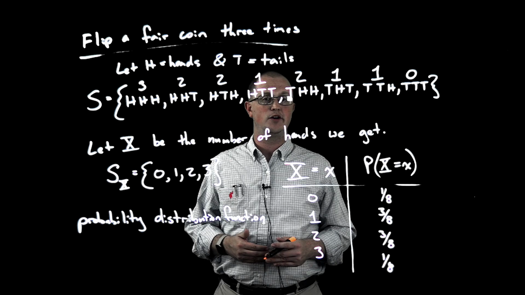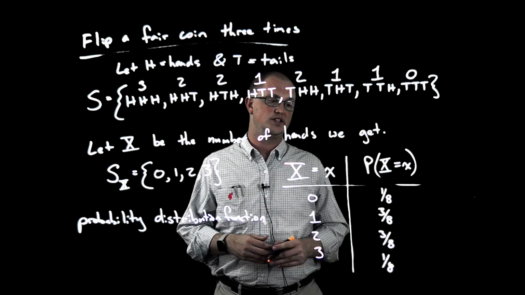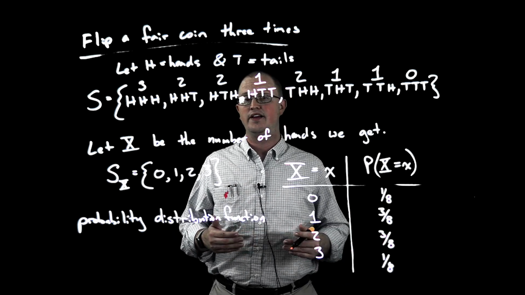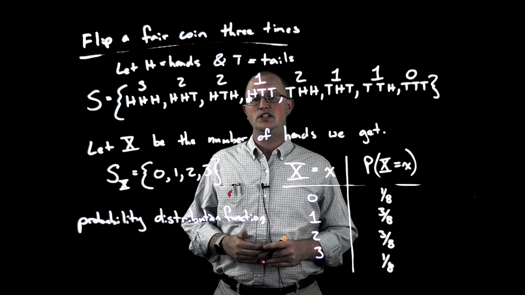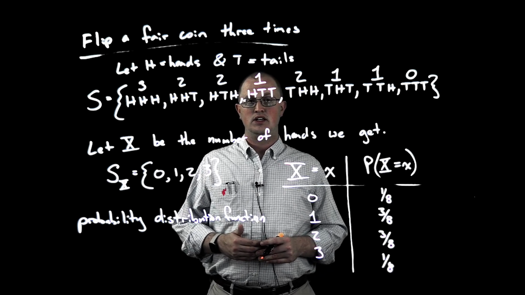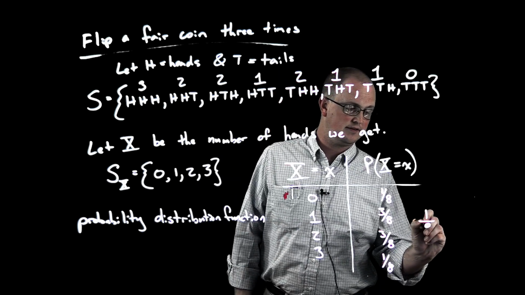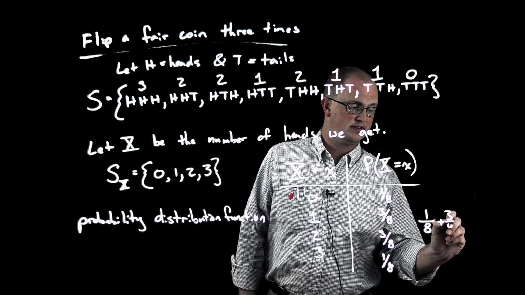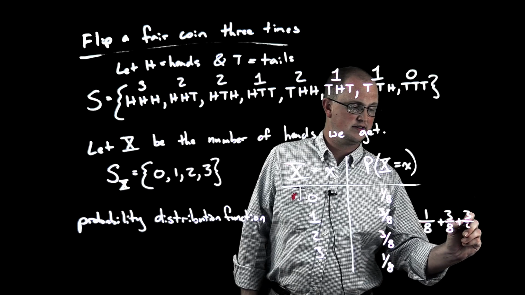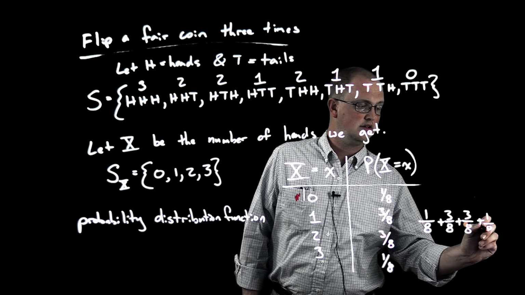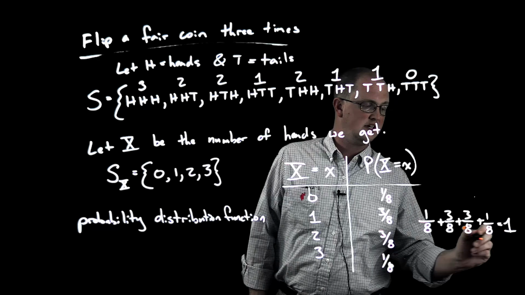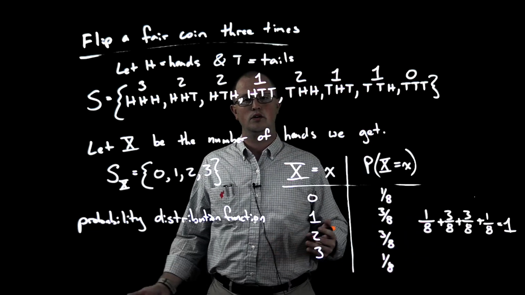The second requirement is that all of the probabilities that we assign to these outcomes, when we add those together, have to equal exactly 1. So if we look at the probabilities assigned here, we have 1/8 plus 3/8 plus 3/8 plus 1/8. And that gives us 8/8 or 1.